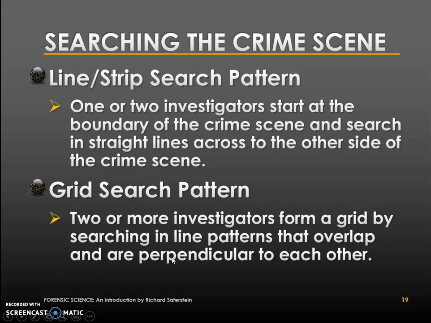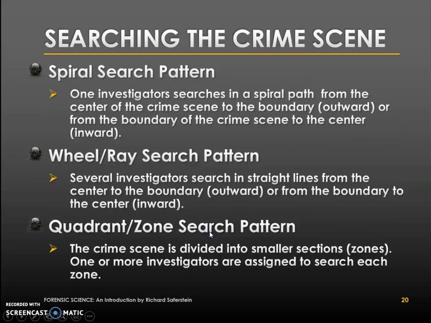Searching the crime scene. Line strip search pattern: 1 or 2 investigators start at the boundary of the crime scene and search in straight lines across to the other side of the crime scene. A grid search pattern would be 2 or more investigators form a grid by searching in line patterns that overlap and are perpendicular to each other. A spiral search pattern is where one investigator searches in a spiral path from the center of the crime scene to the boundary outward, or from the boundary of the crime scene to the center inward.